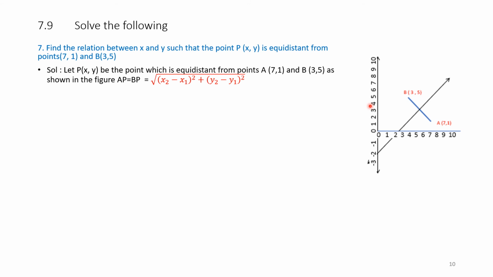Let P (x, y) be the point which is equidistant from points A (7, 1) and B (3, 5) as shown in the figure. Equidistant means AP is equal to BP. That is, if this point is P, then we have to prove AP is equal to BP, or AP square is equal to BP square. We have to prove.